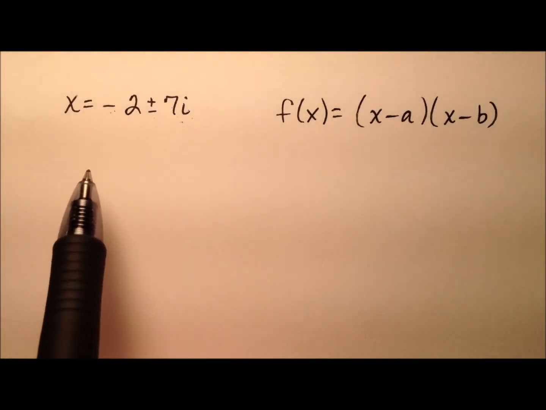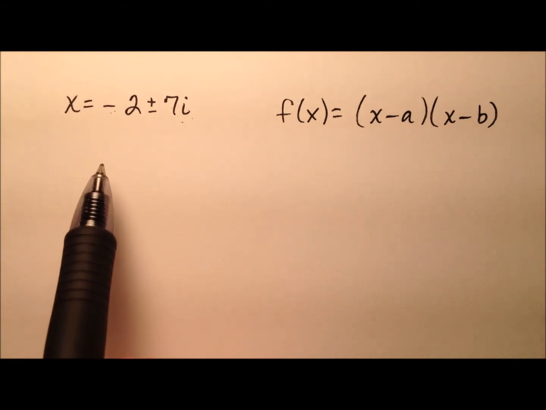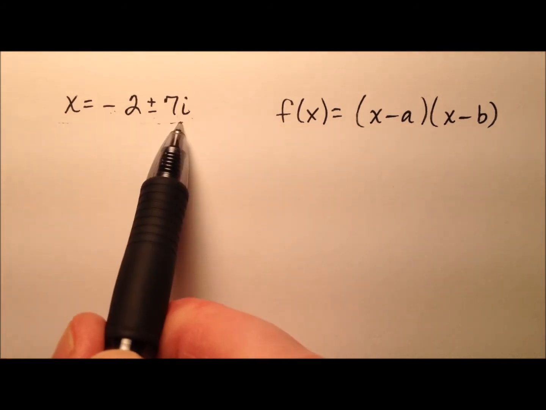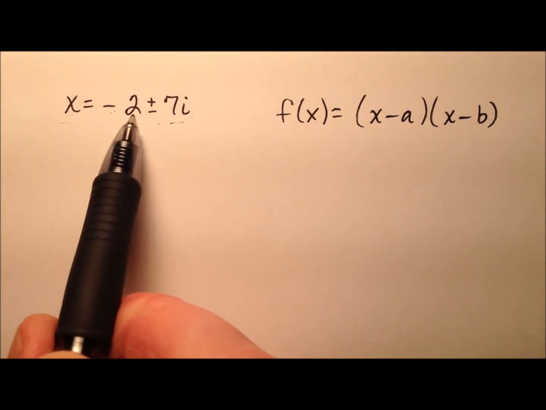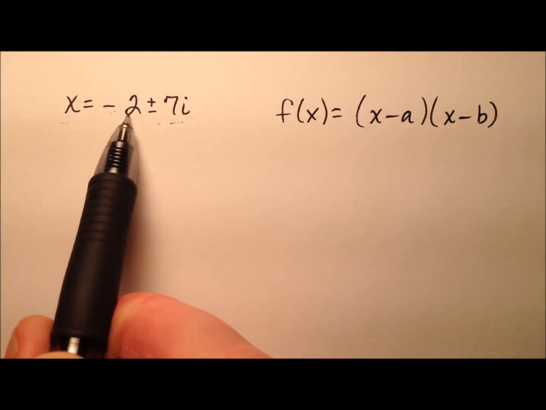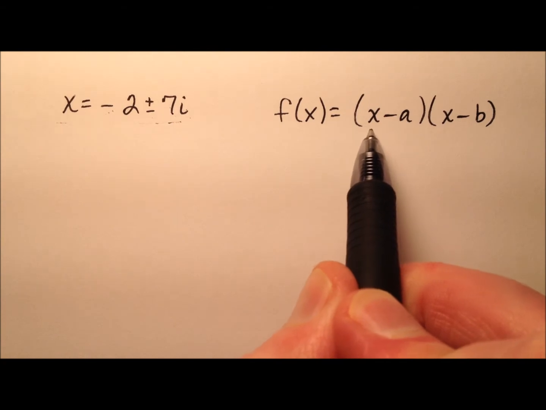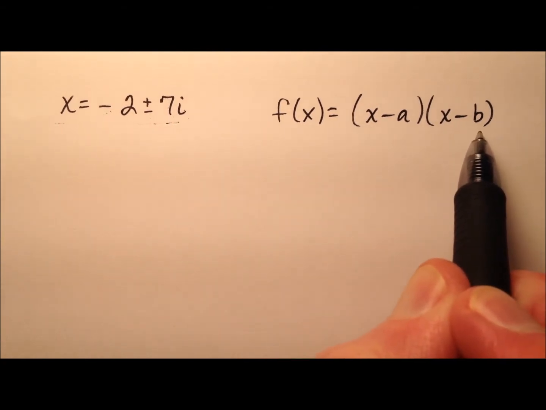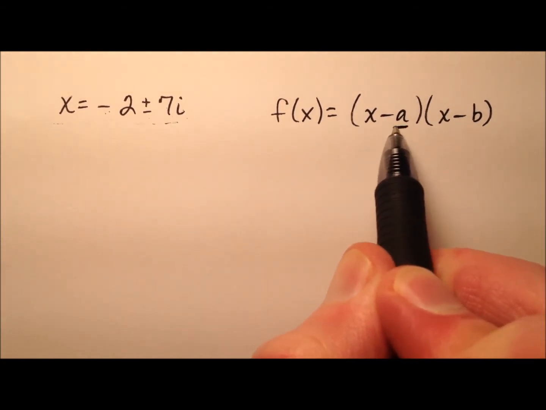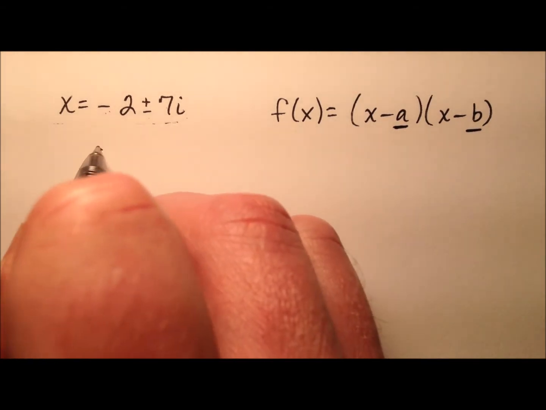In our second example, our quadratic function that we're going to create will have two roots, and they're both complex again, negative 2 plus 7i and negative 2 minus 7i. Alright, so we can put them in this form where we have the factored form with the roots, so a and b are the roots.